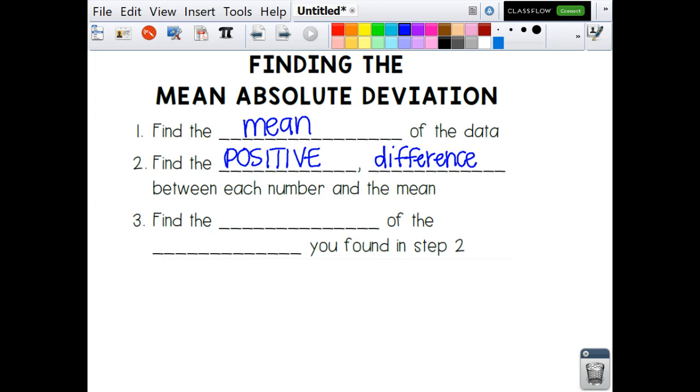Okay, then we find the mean of the numbers we found in step 2. So it's basically finding the distance between the mean and that number, and then finding the average of those numbers. We're going to do that in just a moment.